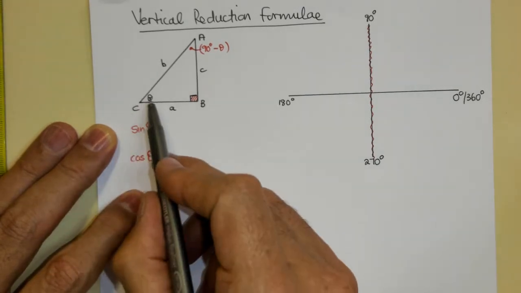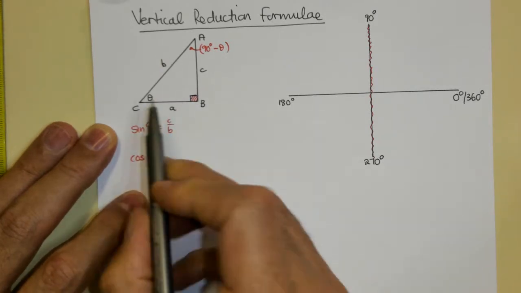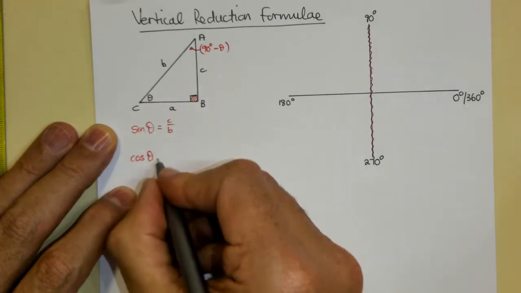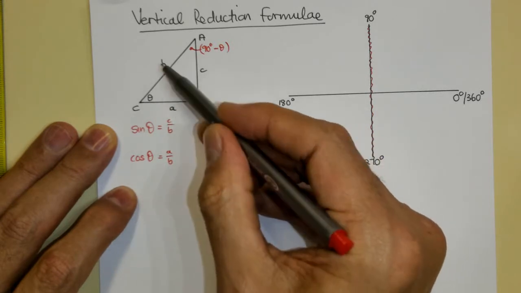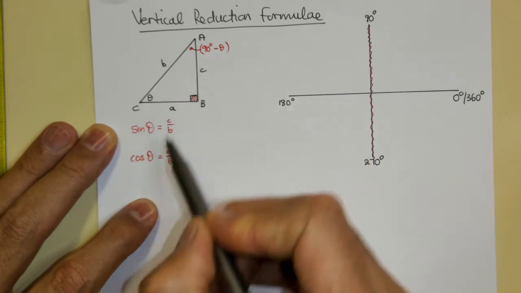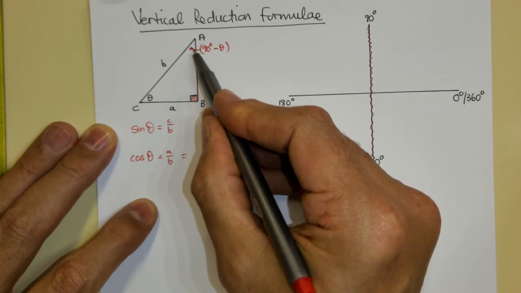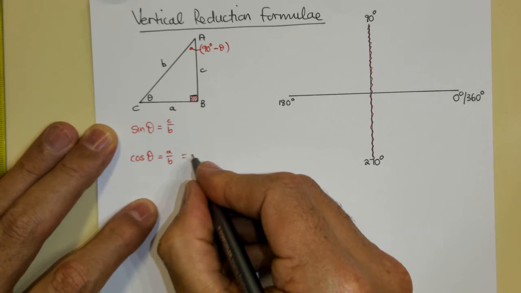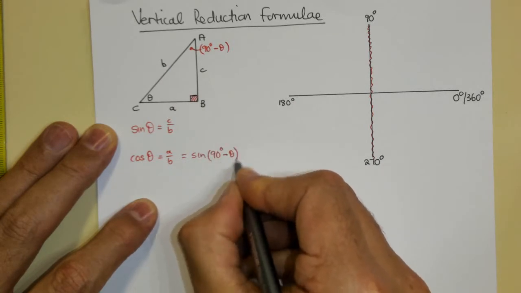The sine of theta was opposite over hypotenuse, so it's c over b. The cosine of theta is adjacent over hypotenuse, and that is a over b. But I have another relationship that's a over b, and that comes from this angle. So if I want another a over b, I can say it's the sine of this angle. Sine of that angle is opposite over hypotenuse, so it will be the same as the sine of 90 minus theta.